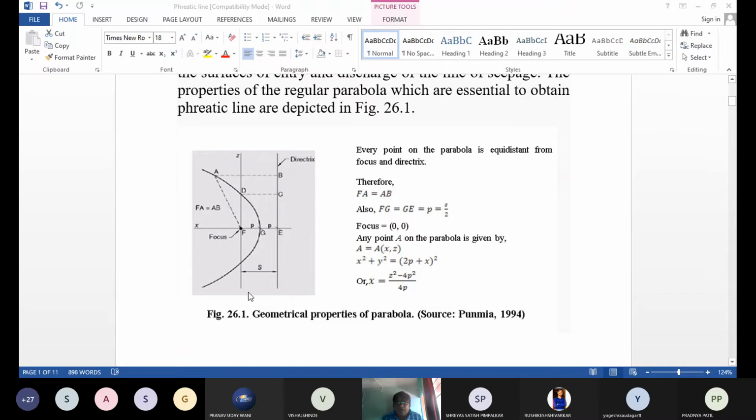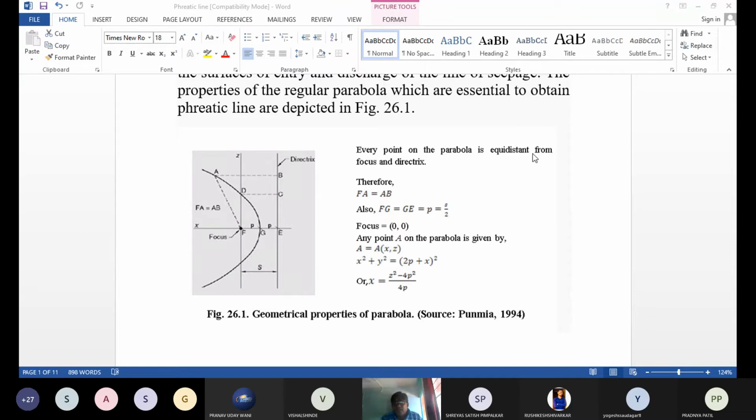See here, according to the principle of this phreatic line, this is the nature of the phreatic line, and this is the principle you apply. You place the focus, and you assume this phreatic line as a parabola. Then any point located on this phreatic line lies at the same distance from the focus and from the directrix. Then let us see how to construct a directrix.